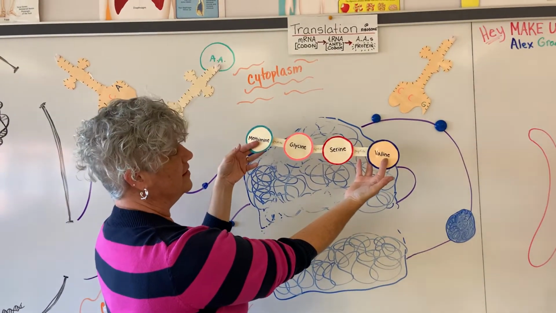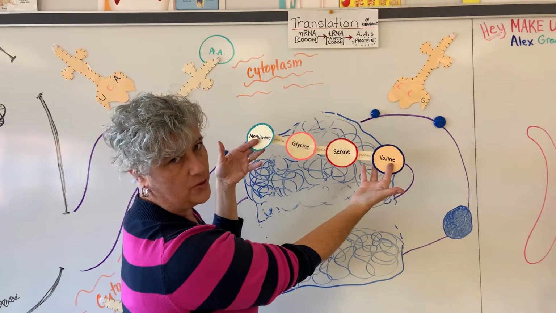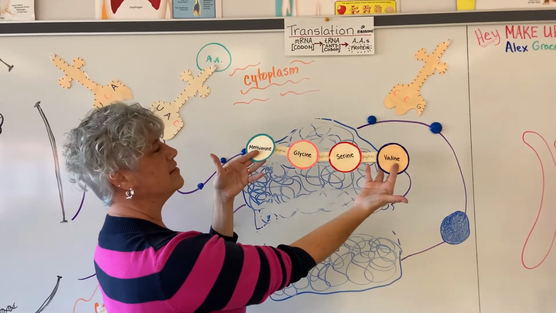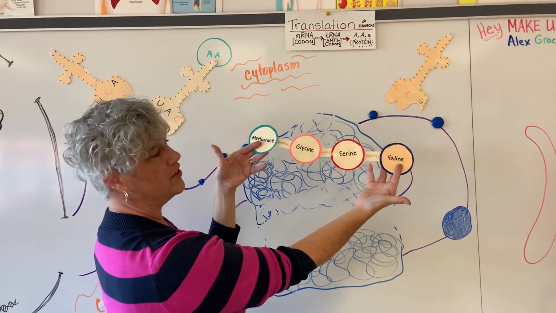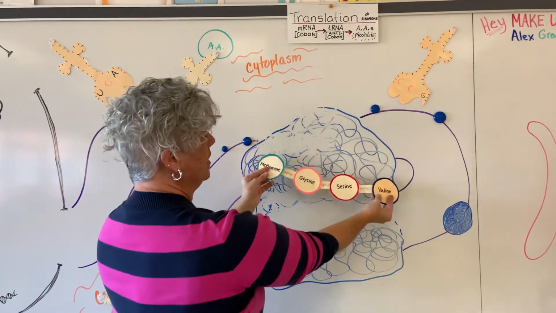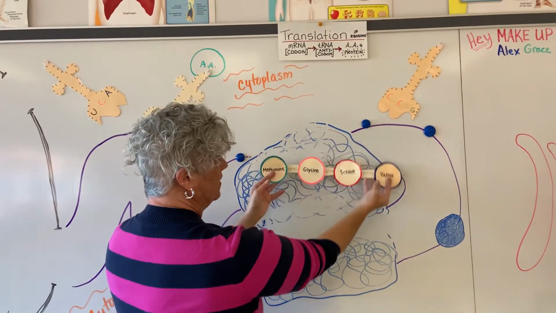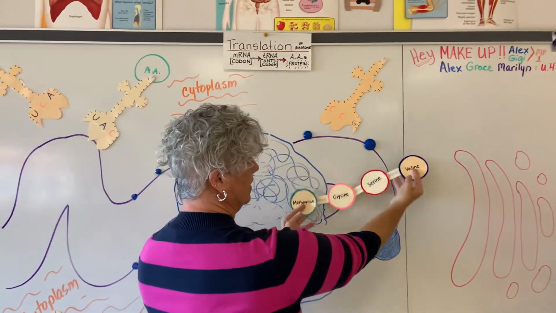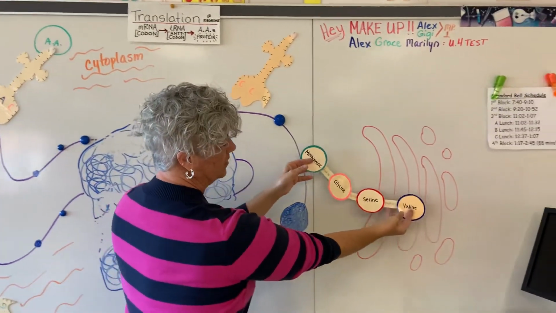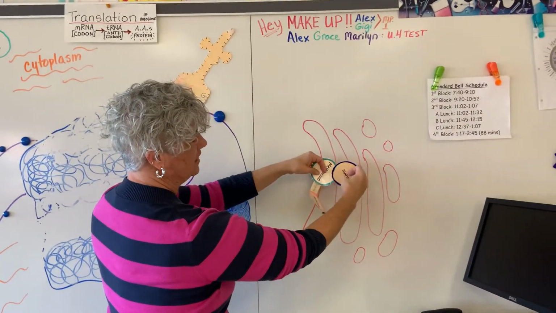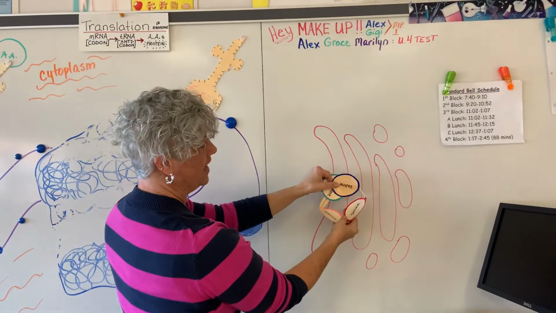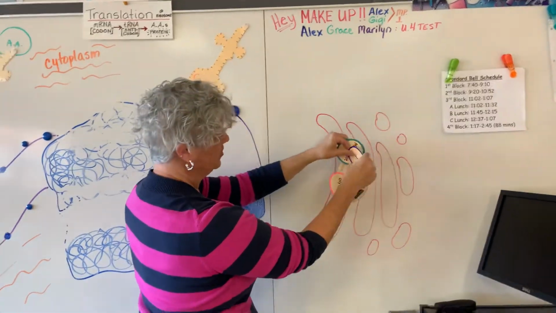Now, this is a very simplified model. In order to be a protein, we'd have to have at least 30, 40, 50, or 100 amino acids. But this would leave the ribosome and then maybe go out to the Golgi where it would get shaped and packaged in a particular way and then sent out to do its job.